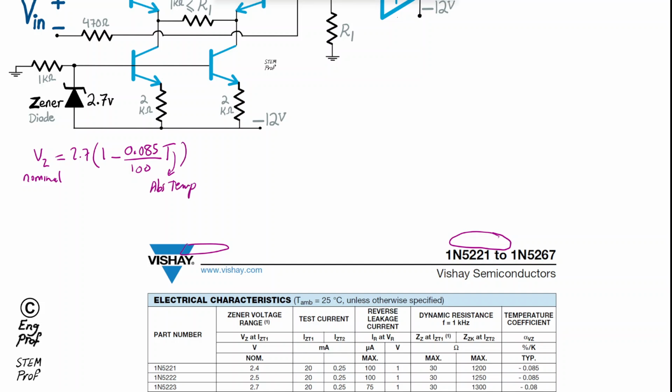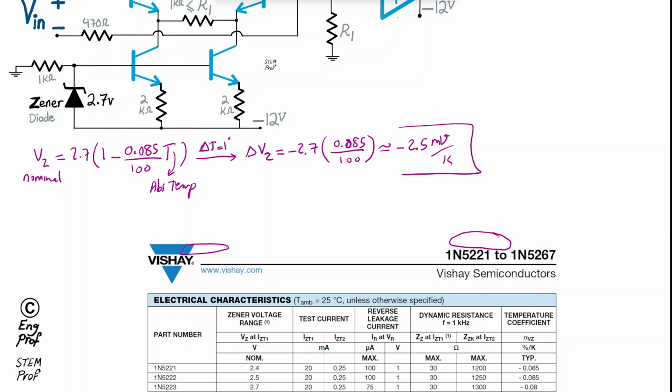Okay, so with that in mind, if we have, let's say, an increase of 1 degree Celsius or Kelvin, then we end up with delta V nominal Z equal to negative 2.7 times 0.085 divided by 100. This is roughly on the order of minus 2.4 to minus 2.5 millivolt per degree C or per degree Kelvin.